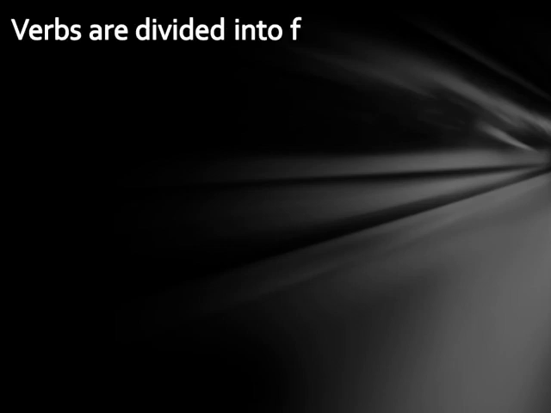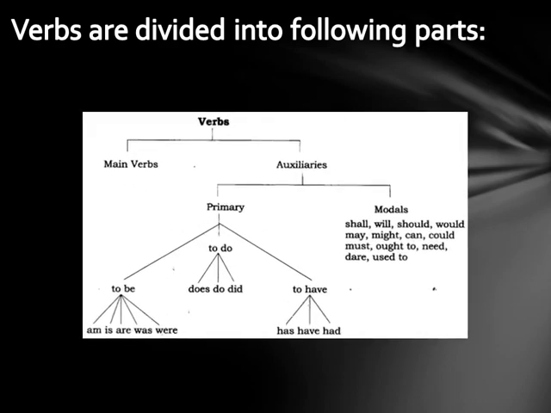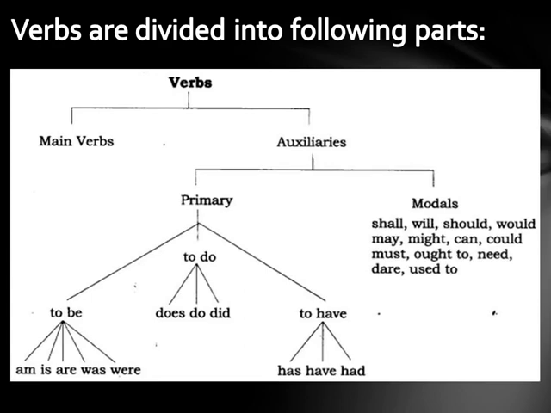Verbs are divided into following parts. Mainly the verbs are divided into main verbs and auxiliary verbs. Further, auxiliary verbs are divided into two subcategories, that is primary verb and modals. Primary verb is divided into three subcategories: to be, to do, to have.